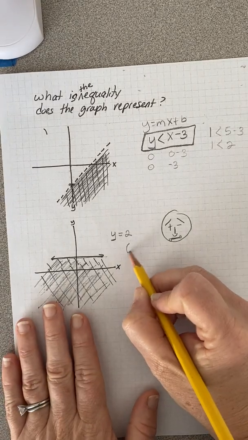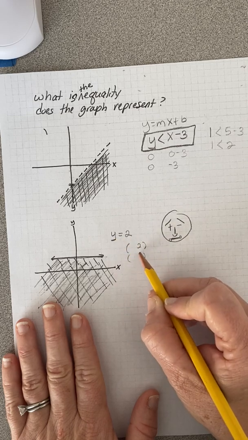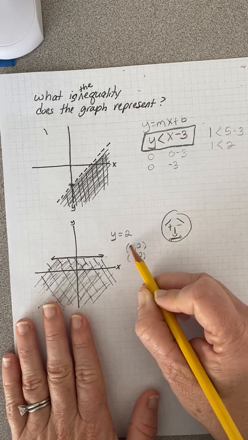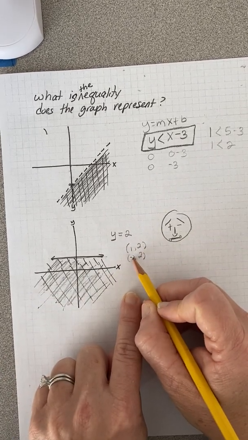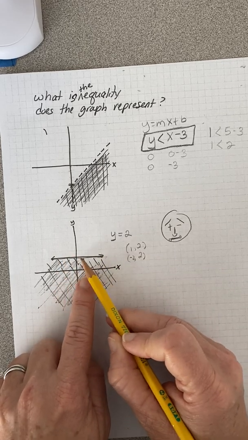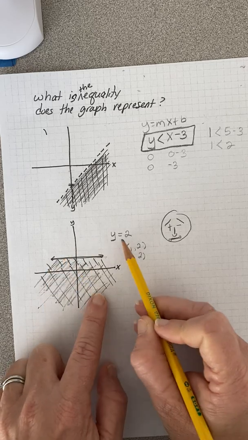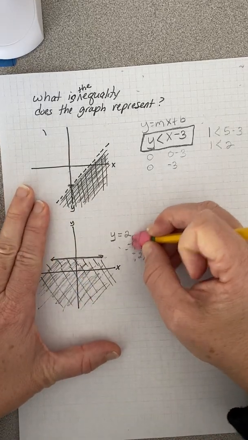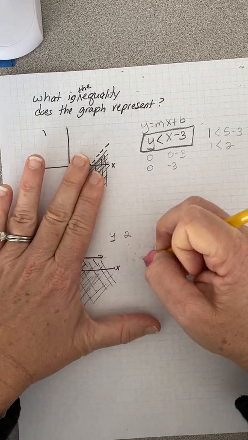So this is kind of how I double check myself. I say to myself, well, that means that all the Y values have to be 2. All right, so 1, 2, I'm making up whatever I want here. Let's see if these coordinates are on this line. 1, 2, yep. -2, 2, yep. Okay, so it was Y equals 2. So the equation for this line is Y equals 2.